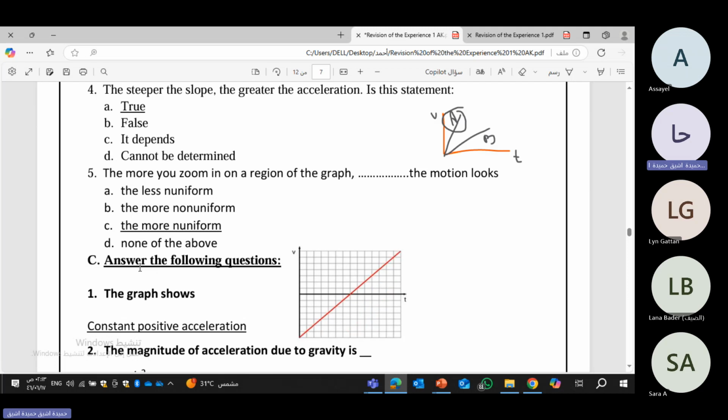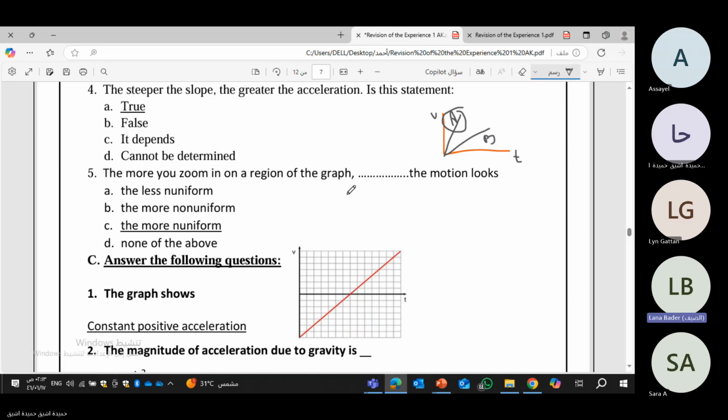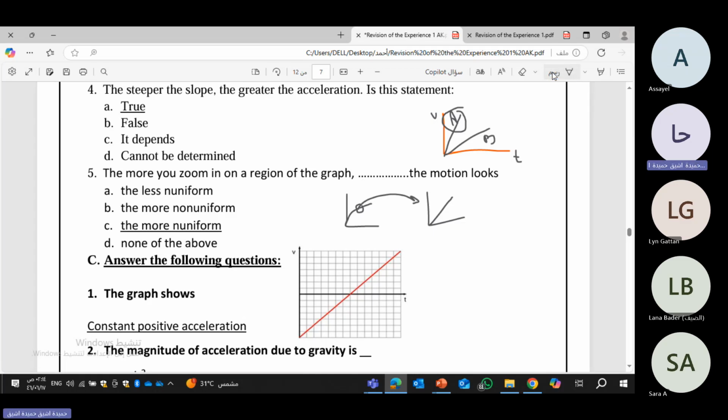Okay, the more you zoom in on a region of a graph, the more it looks what? Uniform. Yes, for example, if you have a graph and you zoom in on a specific part, you will find it as uniform. Excellent. Okay. Next, the graph shows what?